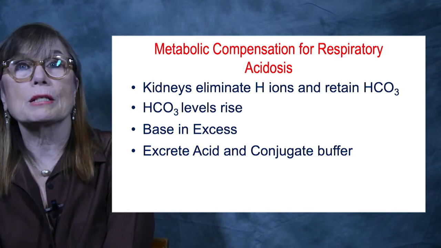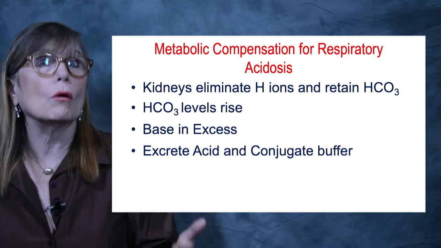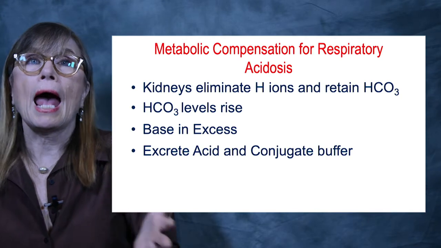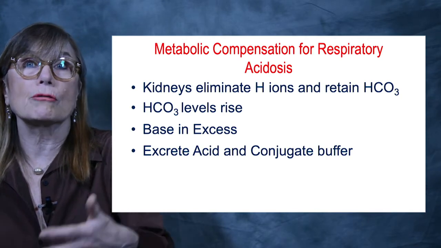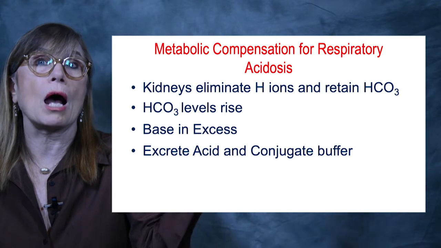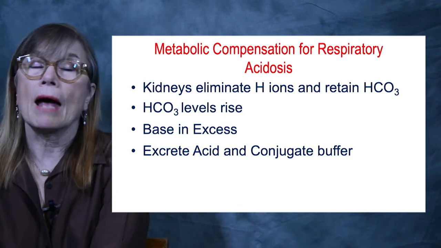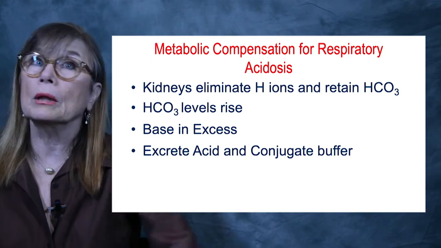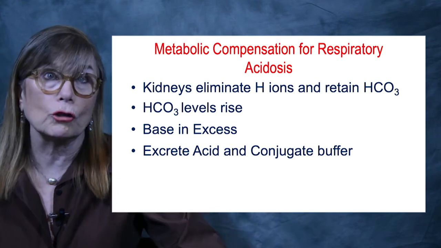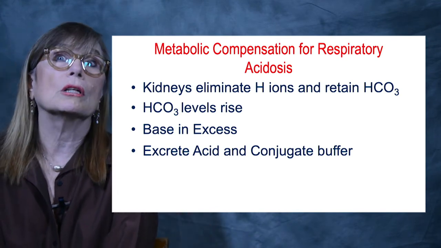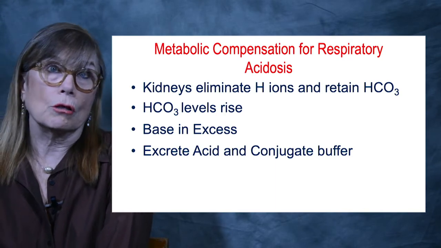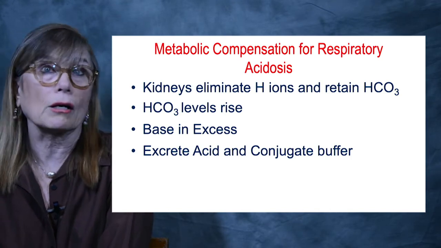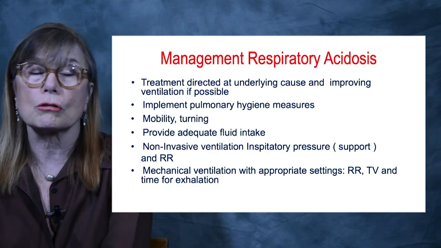Metabolic compensations for respiratory acidosis are really renal, right? There's the kidney function. Kidney eliminates the hydrogen ion and it binds the carbon dioxide with hydrogen, creating bicarb. Bicarb levels rise. The base is now in excess. And remember the role of the kidney, which is the metabolic compensator for respiratory acidosis. The only metabolic compensation that can occur is if you have good kidney function, and that is that the kidney will excrete acid and conjugate buffer. So by the way, if you have respiratory acidosis and acute kidney injury, you're really in trouble because you can't compensate for that. That's why those patients are so sick.